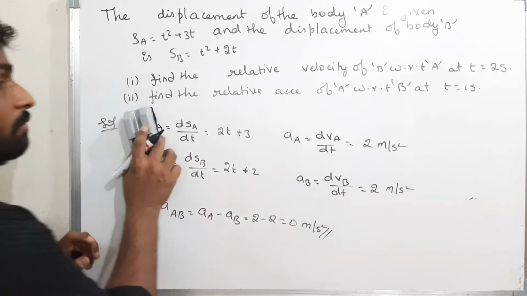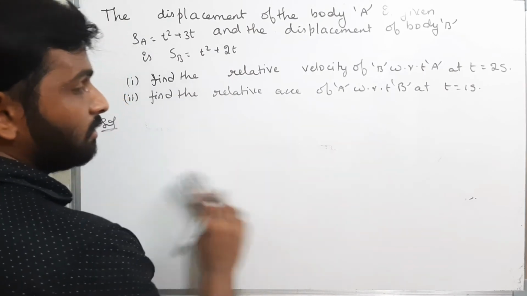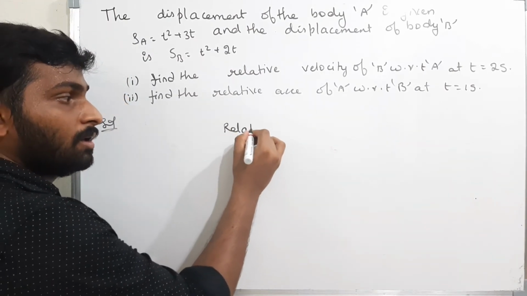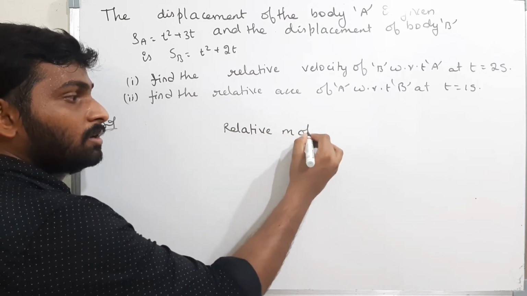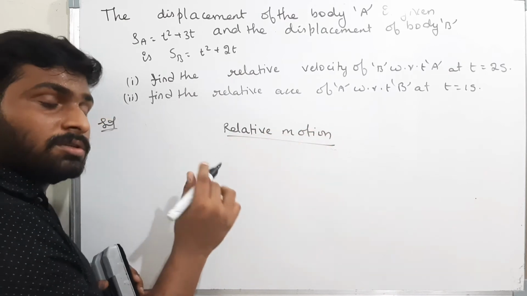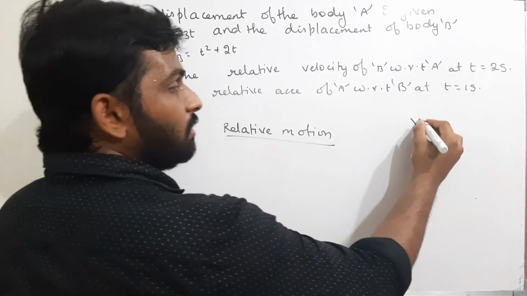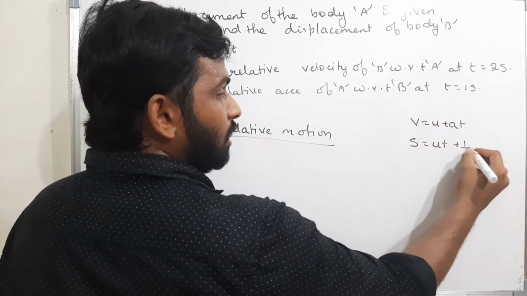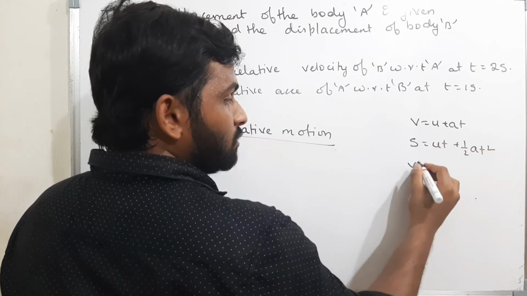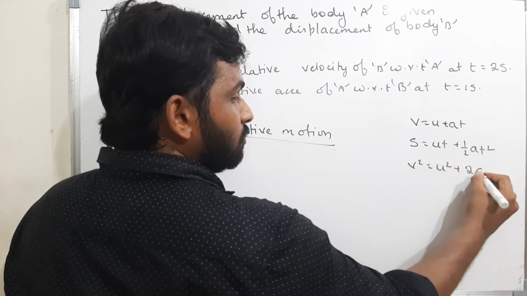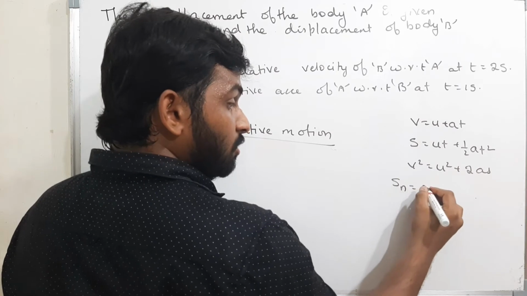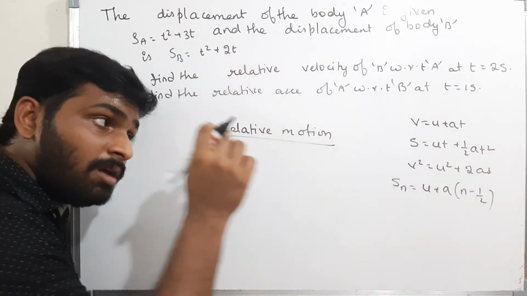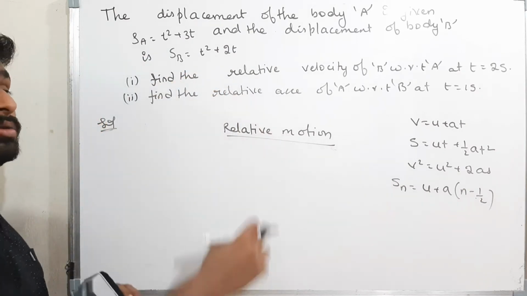And always remember, please remember this. Always remember, in relative motion, all the equations I can use. What are the equations? V is equal to U plus AT. S is equal to UT plus half at square. V square is equal to u square plus 2as. Sn is equal to u plus a into n minus 1 by 2. All the four equations I can use in relative motion also.